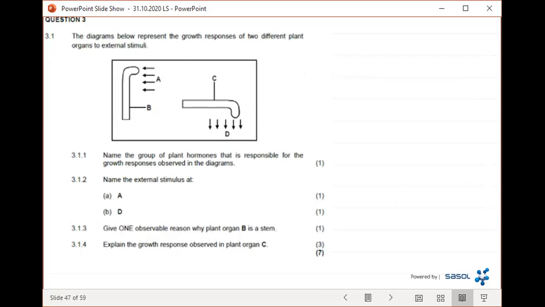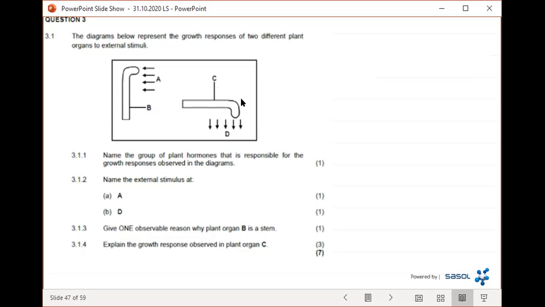It says the diagrams below represent the growth responses of 2 different plant organs to external stimuli. Okay, so if we look at the diagram, we have A, where we see the direction is from that side, and we have this plant B, and plant B, once it gets the stimulus of A, it bends towards A, and then plant C, here, we see that its direction is downwards to the stimulus at D, right, or to the external stimuli of D. So these are different plant organs, organ B as well as organ C.